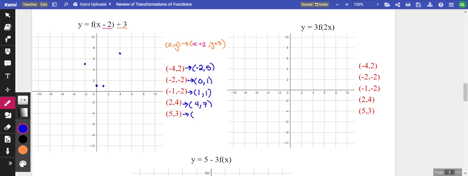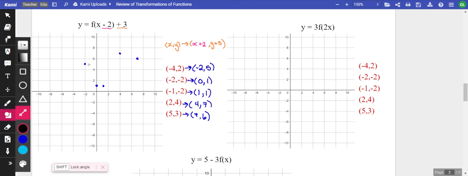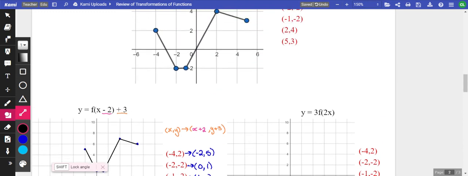Last but not least, 5 plus 2 is 7. 3 plus 3 is 6. So we're over here at 7, up to 6. So we have our parent function, that ducky looking shape thing, and we just took it and we moved it up on our scale and over to the right. But the shape of the graph did not change at all. It's still the exact same shape.